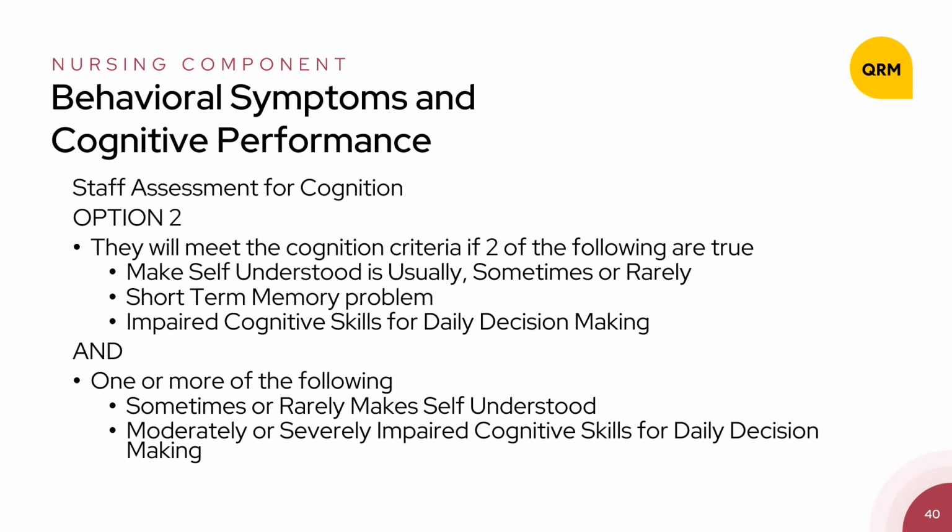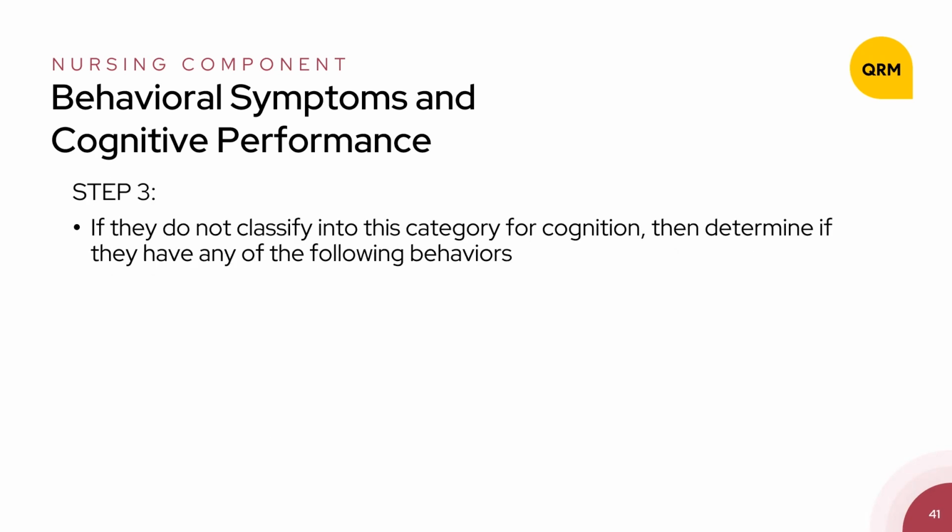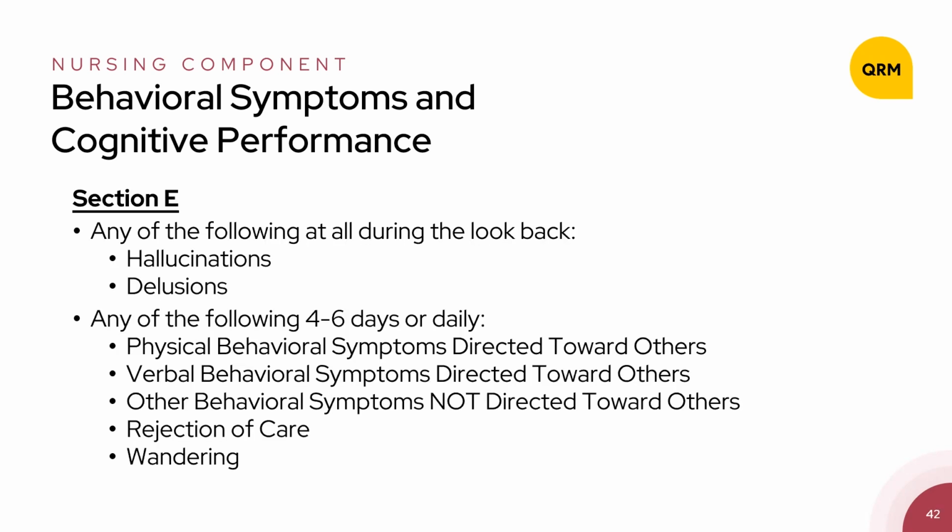If they didn't meet the criteria for either of those options, then we're going to move on and see if they classified based on any of the behavioral symptoms. And really, this is any of the behaviors that are coded in section E. So if they have hallucinations or delusions at all during the look back period, then they'll categorize into here. Or if they had physical or verbal behaviors directed towards others, or other behaviors not directed towards others, rejection of care or wandering either daily or 4 to 6 days, they'll classify into this.